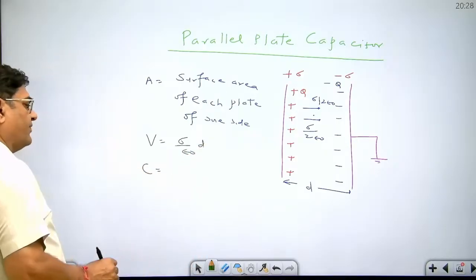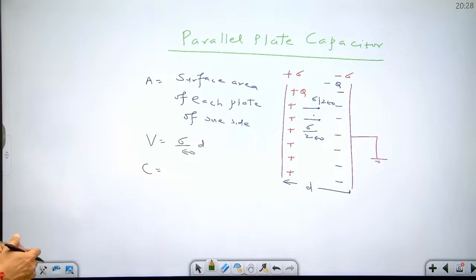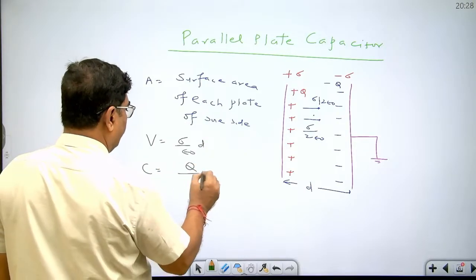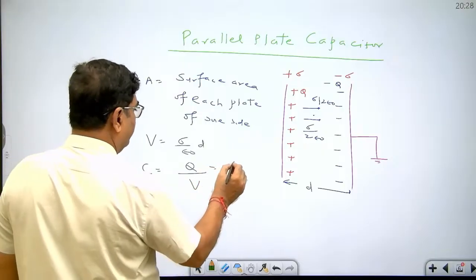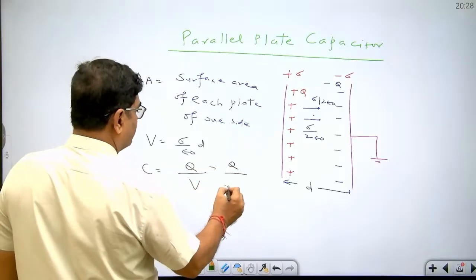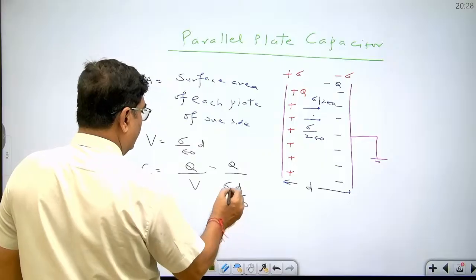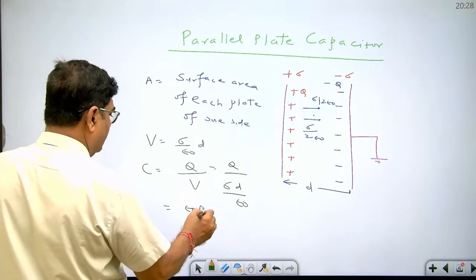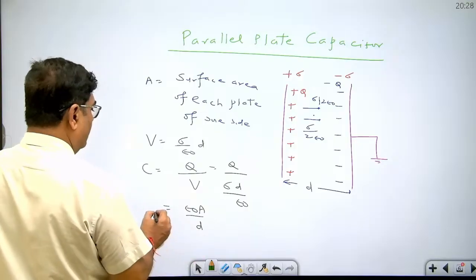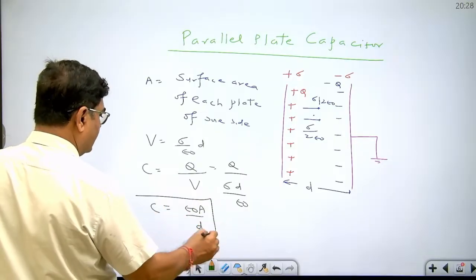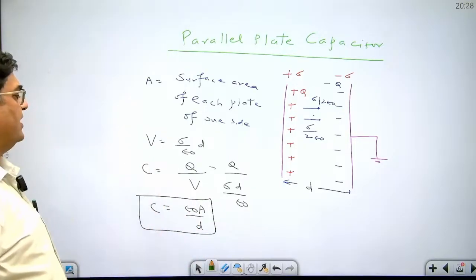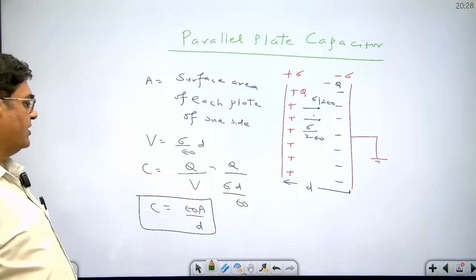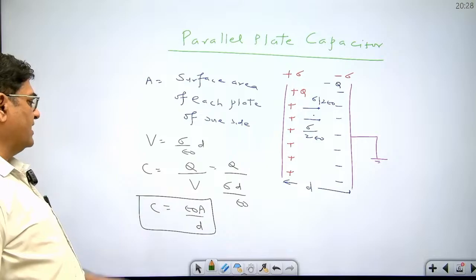So what is C, the capacity of the capacitor? It is the charge given to any one plate divided by the potential difference. V is sigma D upon epsilon 0, and sigma equals charge upon area. So dear student, this is the capacitance of the parallel plate capacitor: C equals epsilon 0 A upon D. You can see this capacitance depends on the geometrical dimensions as well as the medium.